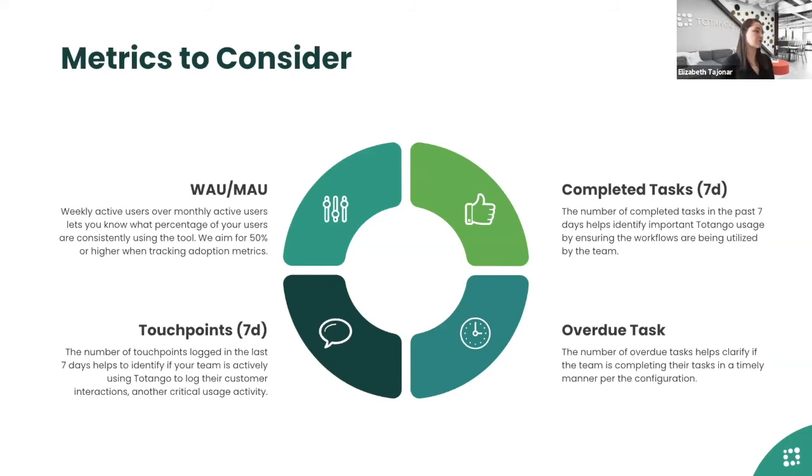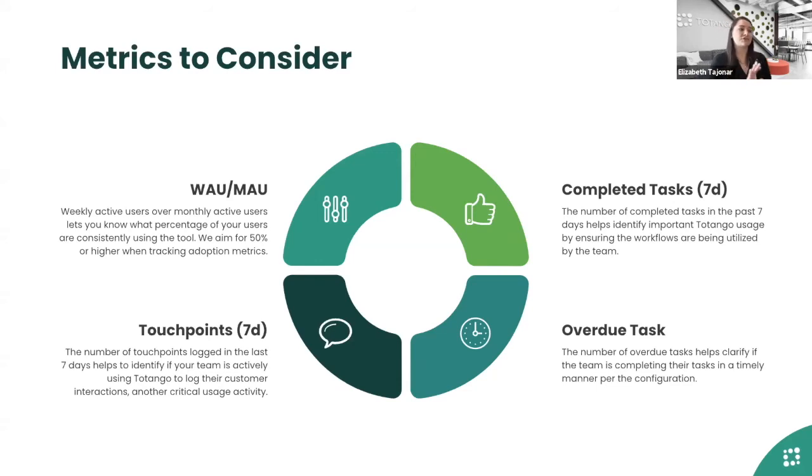So first and foremost, we have what we refer to here at Tatango as WAU over MAU. But for those of you who are not familiar, that's weekly active users over monthly active users. We track this internally as something to help us understand if people are consistently utilizing the tool. We're looking for this percentage to be about 50% or higher when we track the adoption metric. So what I wanted to see was, okay, great, we've trained all of them, but are they actually using the tool on a weekly basis? Daily would be even better, but we started slow. So are we getting them to log in? Are they using the tool? Is it becoming valuable for them? So that was one metric.